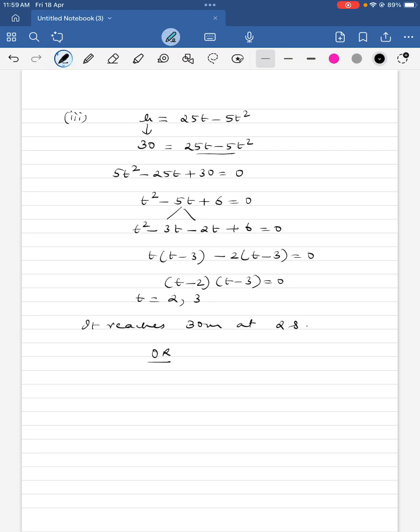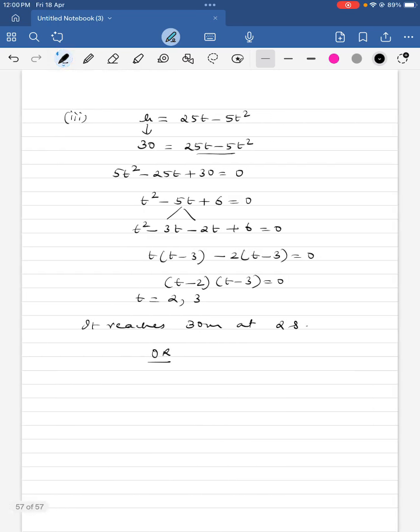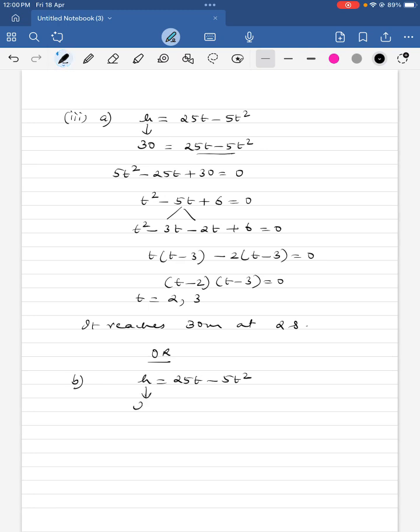In the OR part, they have asked us to find the two different values of t when the height of the ball was 20 meters. This is very similar to the previous part, so we'll just try that out. So this was your A part and this is the B part of the question. Now h is given to be 25t minus 5t squared, and you're expected to find the two different values of t when the height of the ball reaches 20 meters. So h is 20 this time.